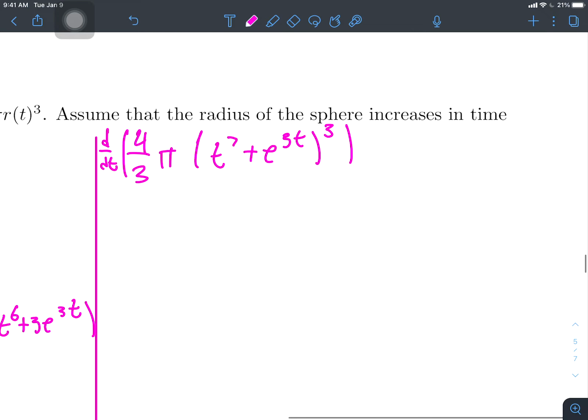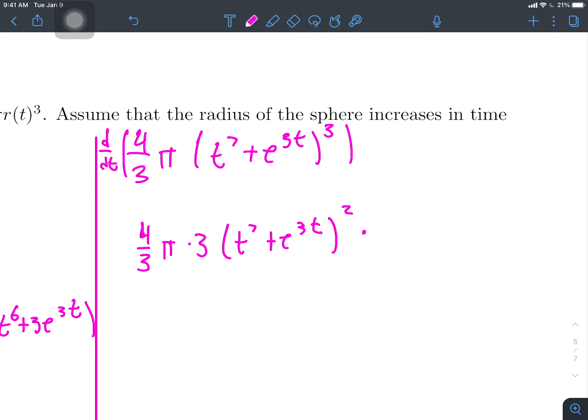So once again, the way I would do that is 4/3 pi is just going to hang out. And then what I would do is I would recognize that t to the 7th plus e to the 3t is the inner function. So what I need to do first is the derivative of the outer function first, where I leave the inside alone. So that becomes times 3. We leave the inside alone, t to the 7th plus e to the 3t, and I make the power 1 less. And now what I have to do is multiply by the derivative of the inside, which of course is 7t to the 6th plus 3e to the 3t.